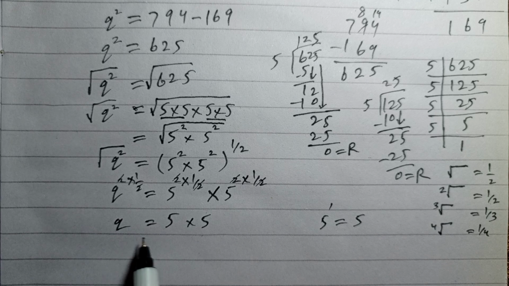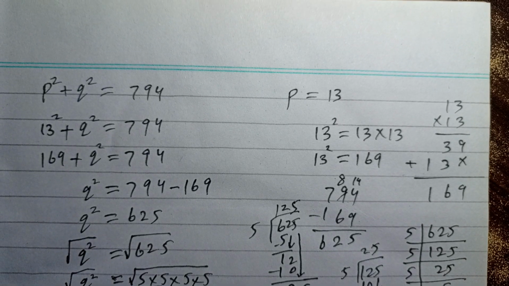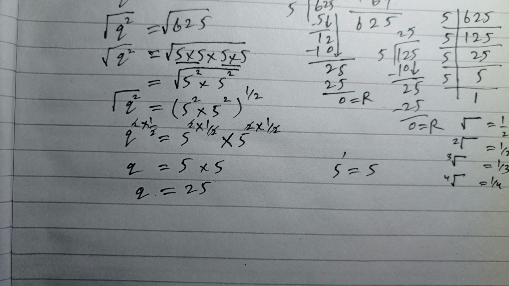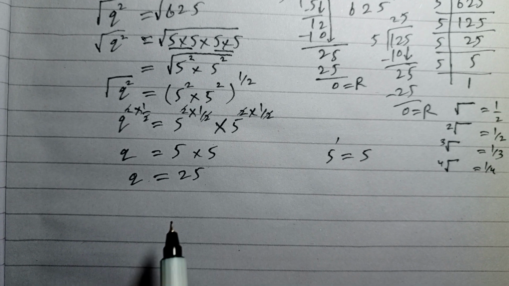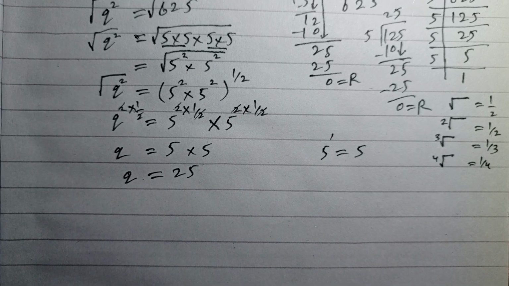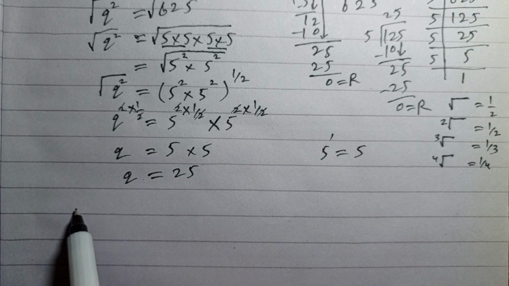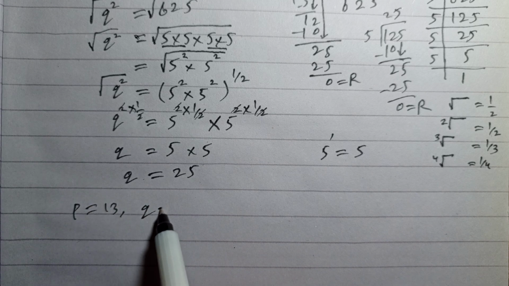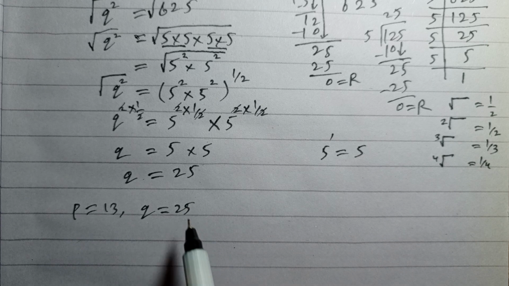So we see here that these two 5 will be multiplied with each other. 5 5s are 25. So our second number q is 25, as they have told us that one number p is equal to 13, this one, and now we have got q as 25. Dear students, so the required whole numbers are P is equal to 13 and Q is equal to 25.